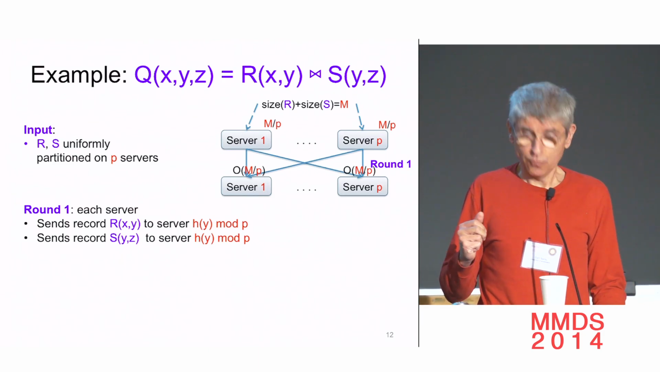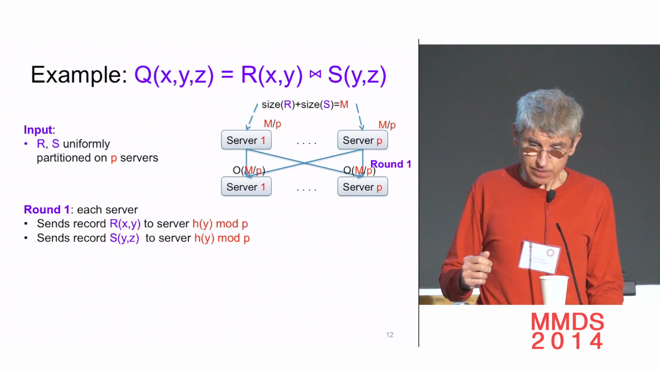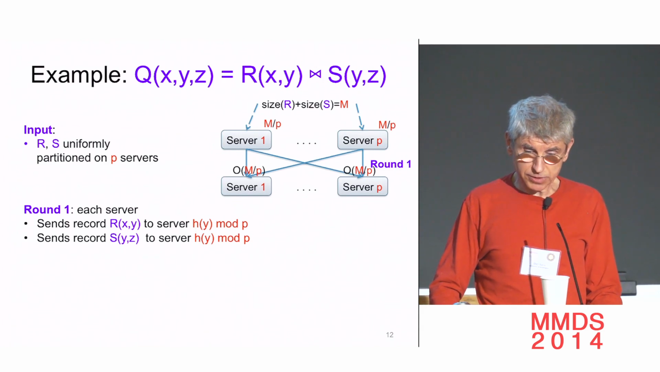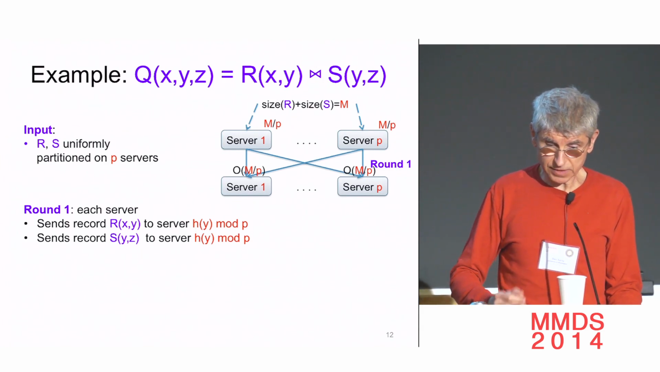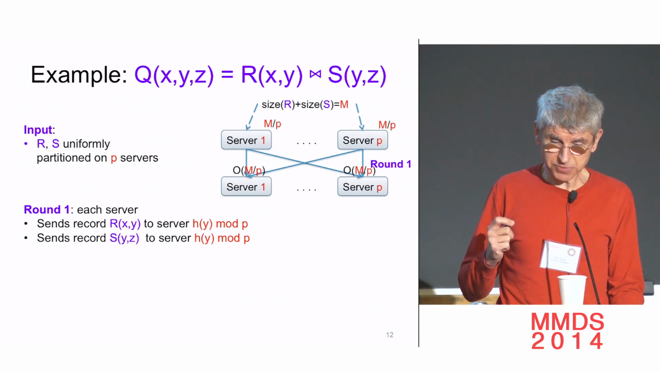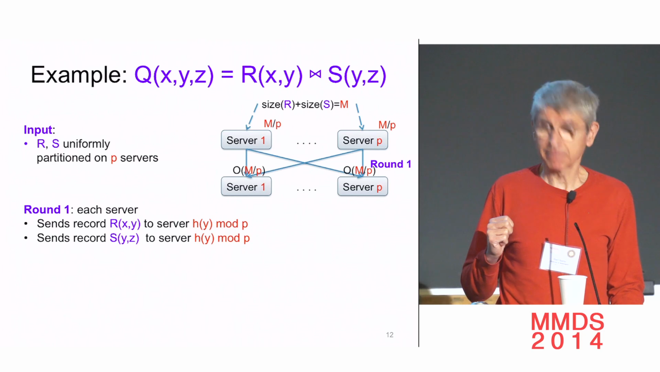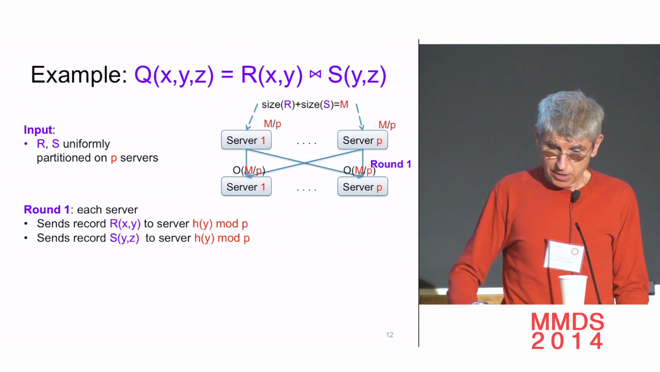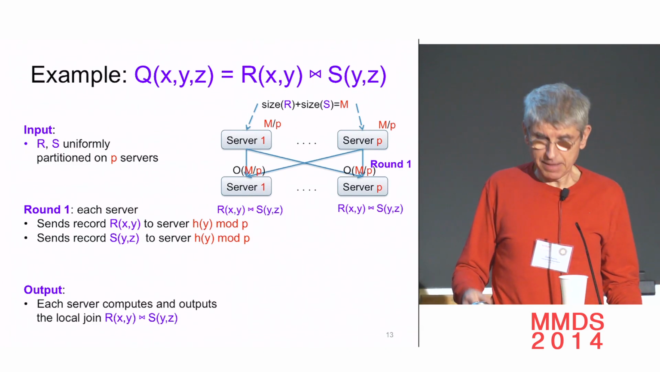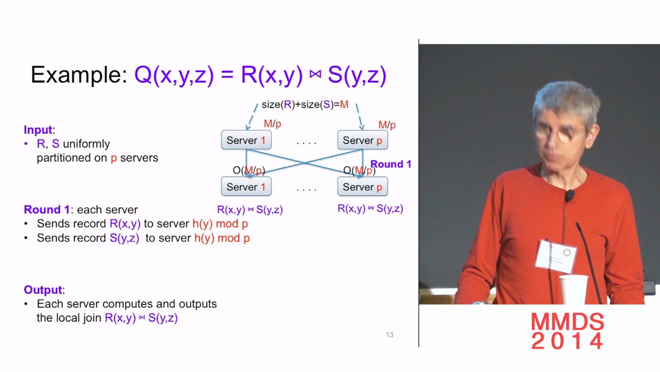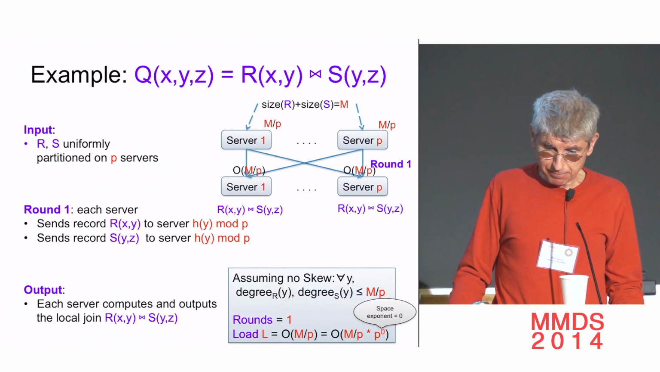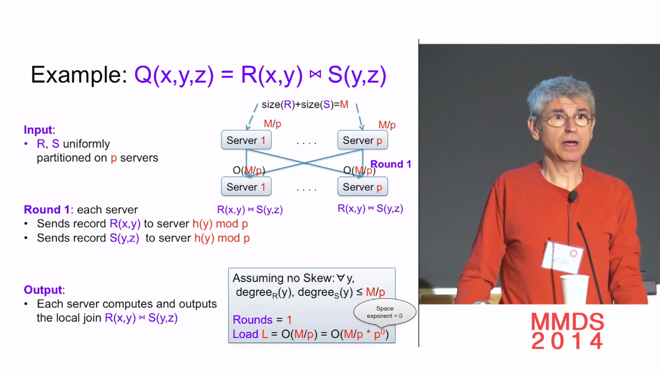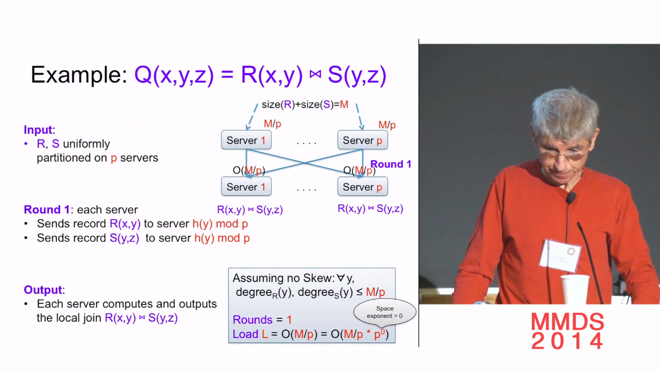It's a hash join, where we redistribute the data by hashing it on the y attribute. Every server that has a record of R sends it to the server whose number is a hash function applied to y, modulo P. And every server that has a record of S sends it to h of y. In the last step, every server computes the join locally, and they output the result. Very simple. This is the bread and butter of today's parallel database engines. Everybody implements a join this way.